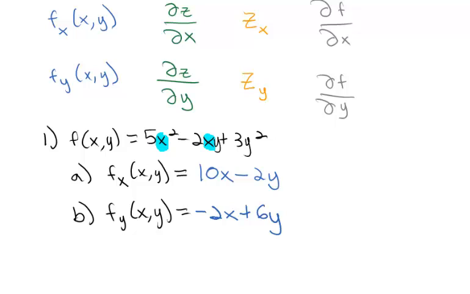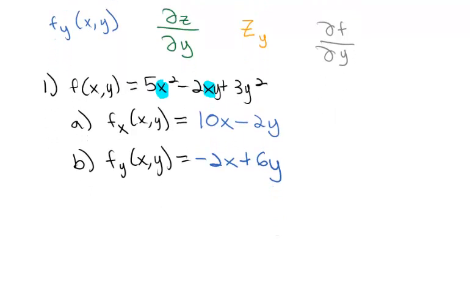So the new thing we've got to try and wrap our head around is treating the other variable like a number, like a constant. If the constants stand alone, the derivative is 0. If the constants are with the variable, then we treat them like we would any other number. Let's try some more interesting problems.